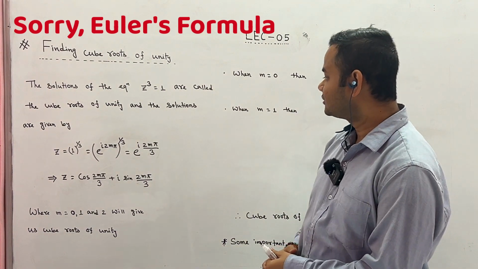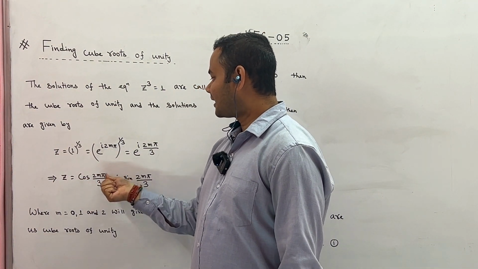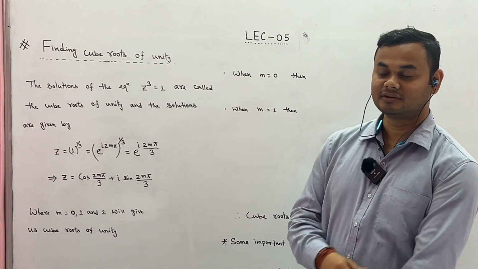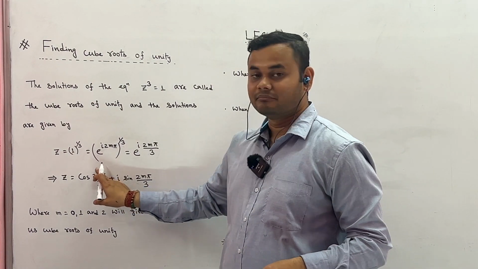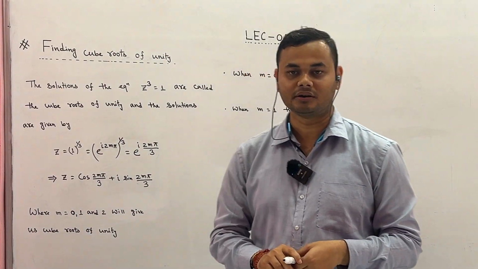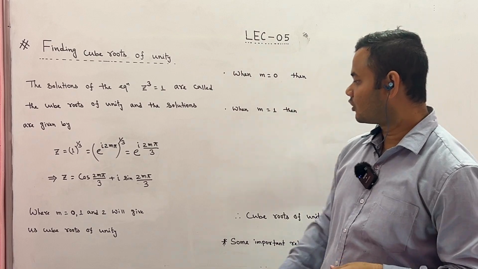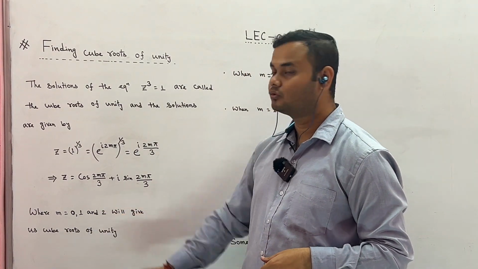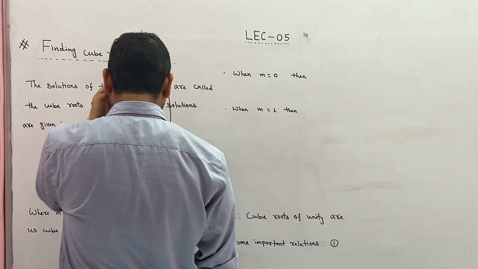If we apply de Moivre's theorem, then we can write z as cos twice m pi divided by 3 plus iota sin twice m pi divided by 3. Here one important point is that this m can take values 0, 1 and 2 only. For m equal to 0, we will get the first root. For m equal to 1, we will get the second root, and for m equal to 2, we will get the third root. Now let us find out those roots.